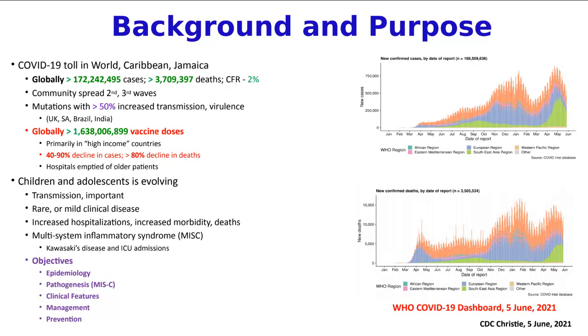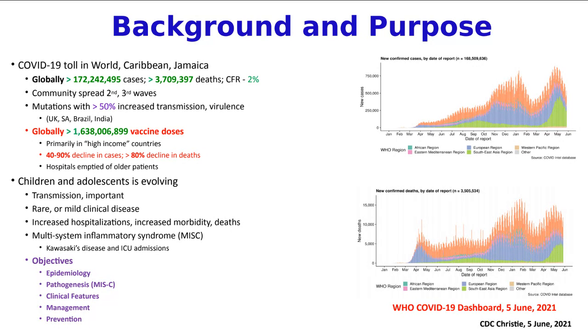Globally, nearly 1.6 billion vaccine doses were given up until the 5th of June, right across the world. But these were primarily being done in high-income countries where there has been an up to 90% decline in cases and an over 80% decline in deaths, and hospitals are being emptied of the older patients.